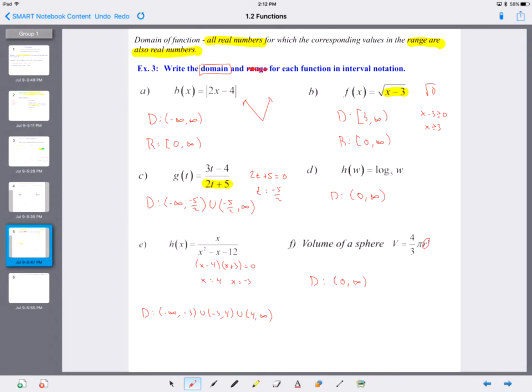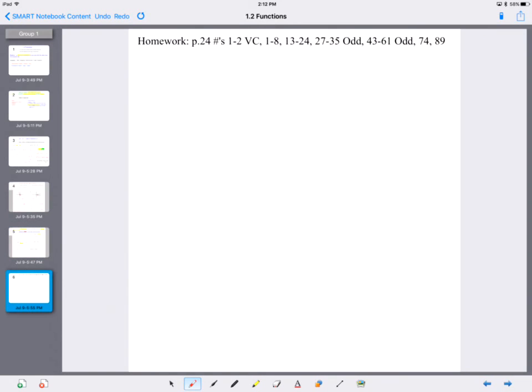So anyways, that's the end of Unit 1.2, which is on functions. A lot of different things that we had talked about. Please make sure you guys do your homework on this and check your answers.